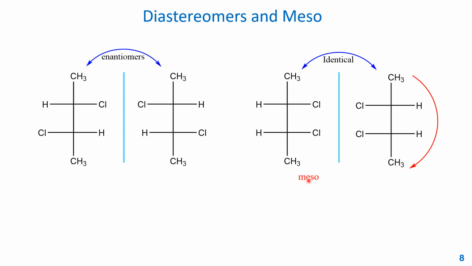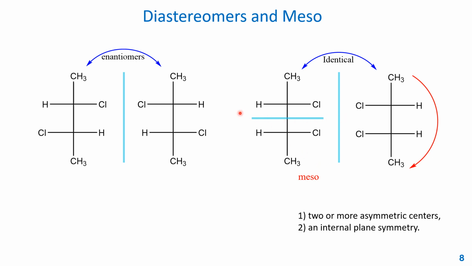We call them meso compounds. To be a meso compound, it must have more than one asymmetric center, and it must have an internal plane of symmetry. For this meso compound, the internal symmetry is here. So you see this half and the other half are mirror images. So they have an internal plane, or internal mirror image.